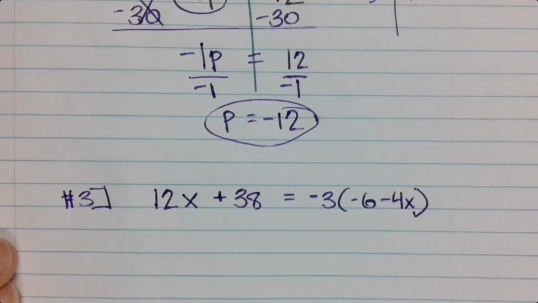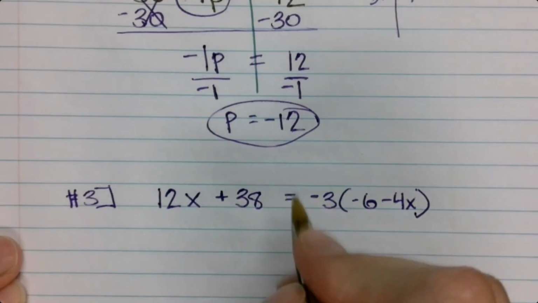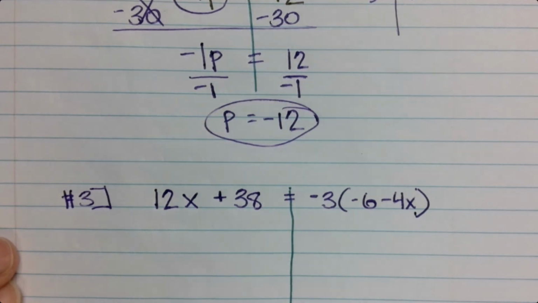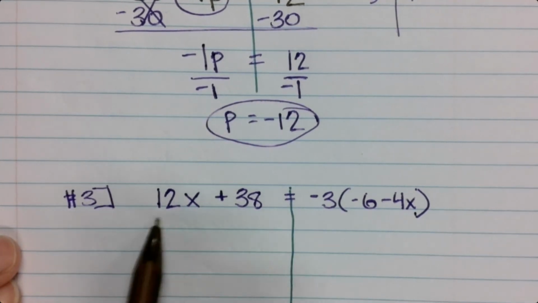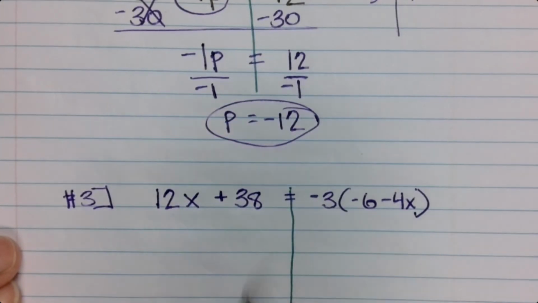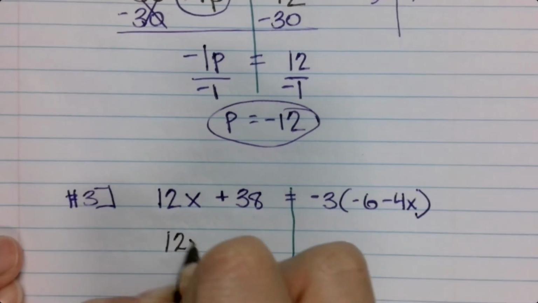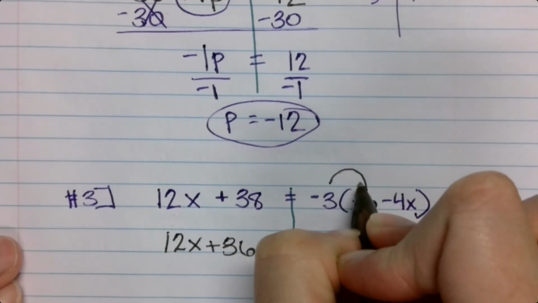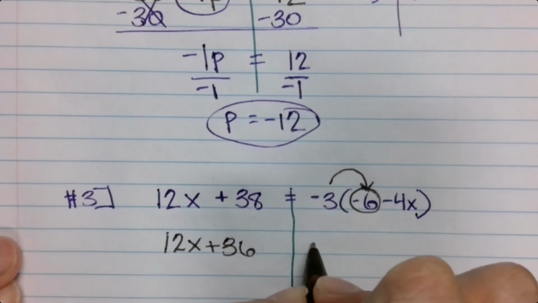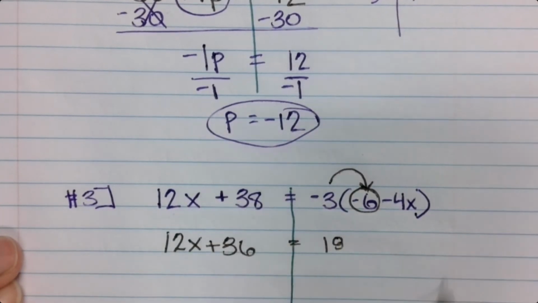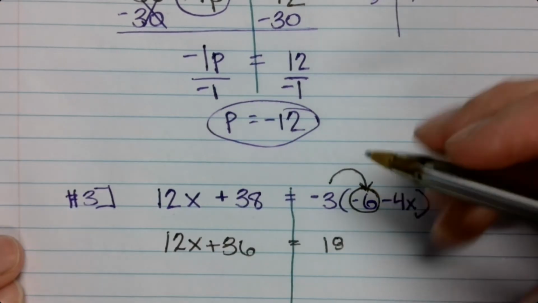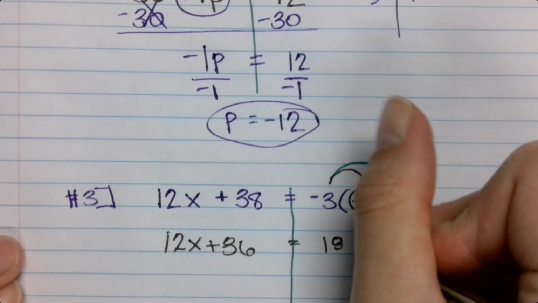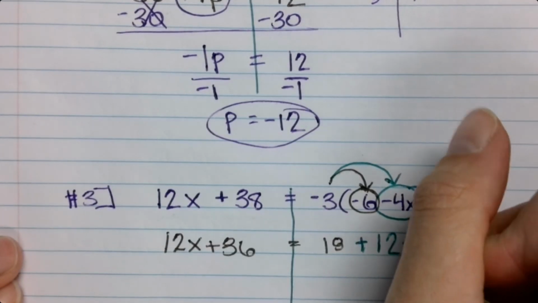All right. So let's draw our barrier. Let's start there. And then we need to distribute. There is nothing to distribute on this side, so let's bring that all down. And then let's distribute over here. So negative 3 times negative 6 is positive 18. Negative 3 times negative 4x is positive 12x.